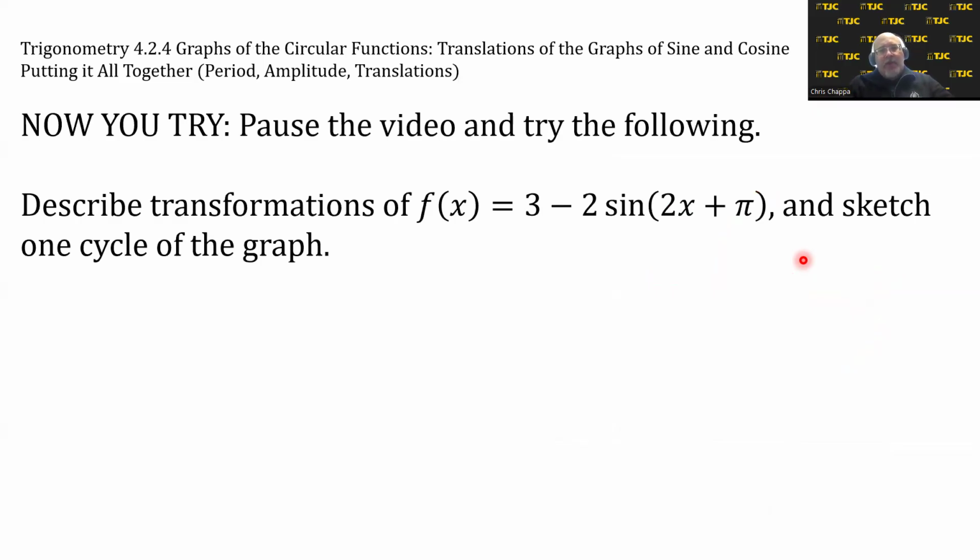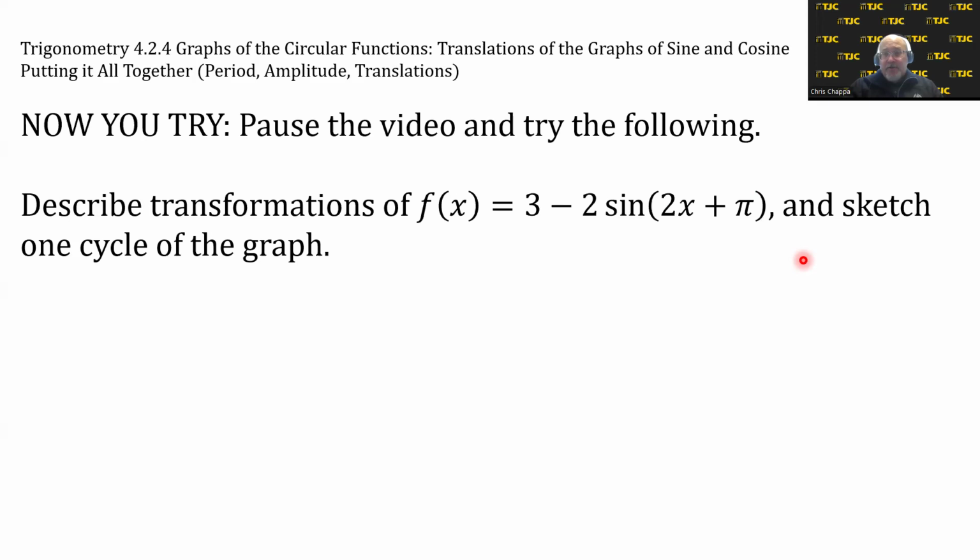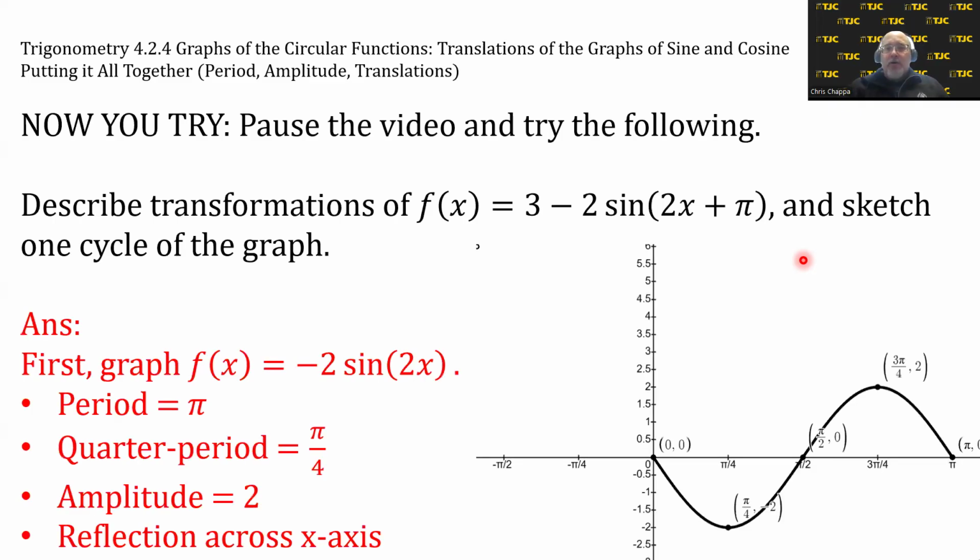Now you try. Pause the video and try the following. Describe the transformations of f(x) = 3 − 2 sin(2x + π), then sketch one cycle of the graph. I will warn you, I slipped 2 little differences in this one. You could probably pick up on them. You see what they are? All right. Here's a spoiler alert in case you have not paused the video yet. Solution in 3, 2, and 1.